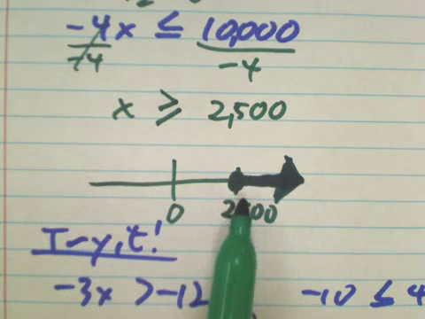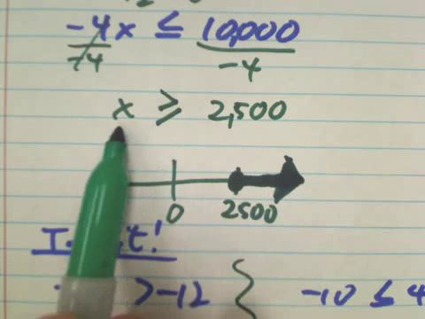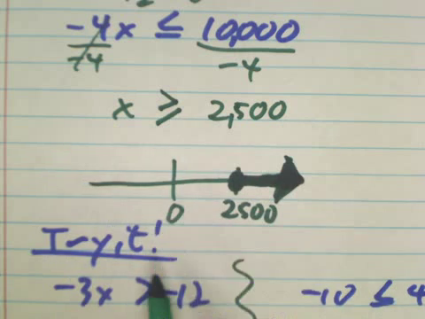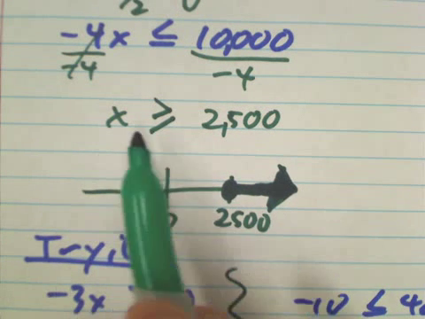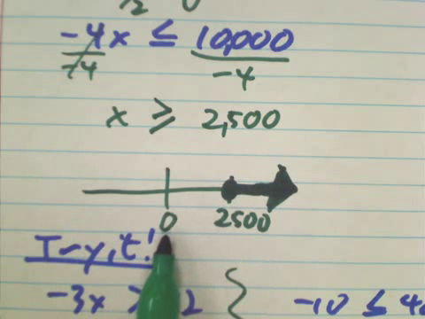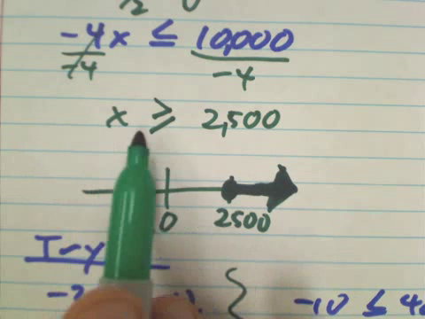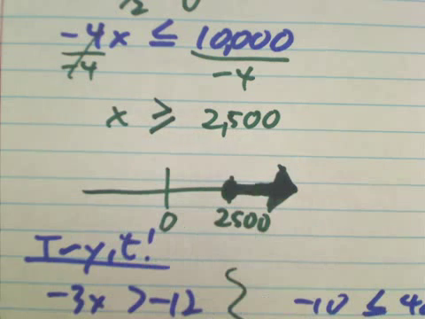So this graphically represents all those different numbers that I can plug in for x that would make this true. 0 is not shaded in on this one. If I put 0 in this inequality, it would come out as not true. I didn't shade where 0 is. 0 is not greater than or equal to 2,500.